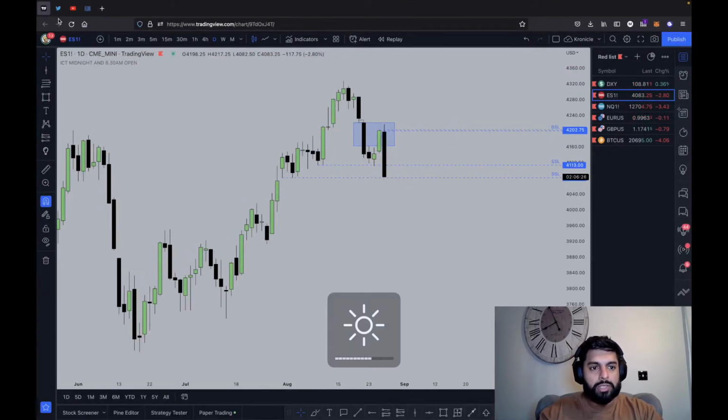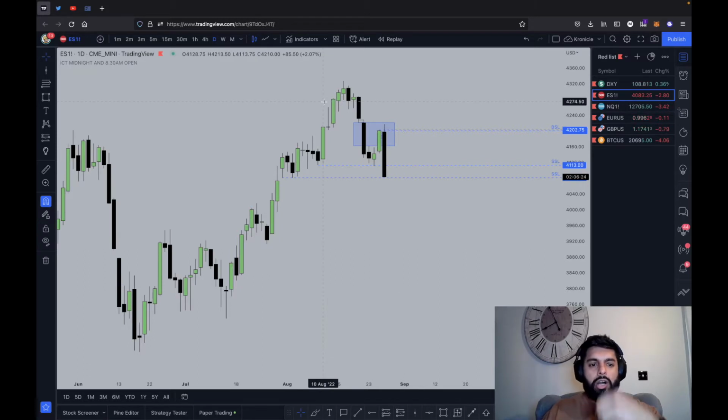So if we just have a look at the daily chart of S&P, we can see a lot of bearish action today, just steamrolling. The price is just steamrolling its way through sell side liquidity and looking to take out this sell side here at around 4080. But let's review the price action of today and this morning.